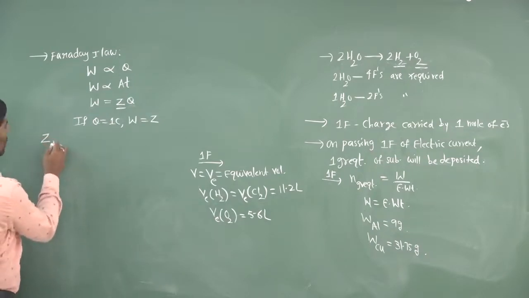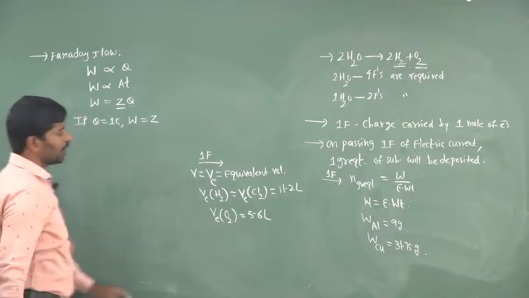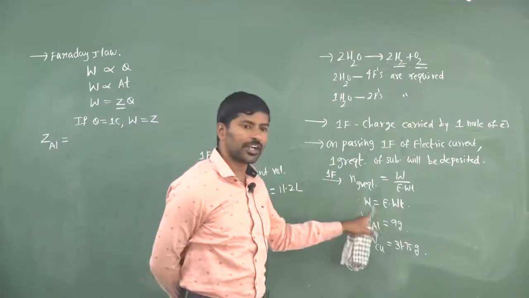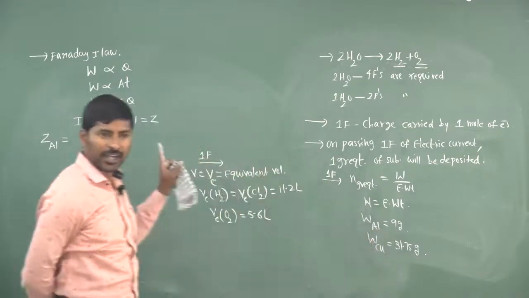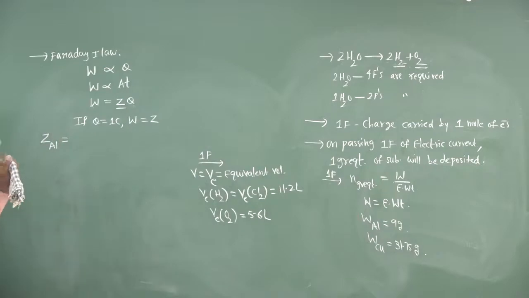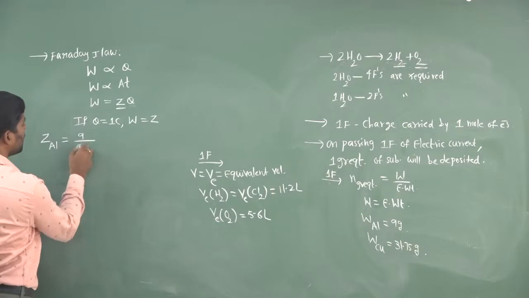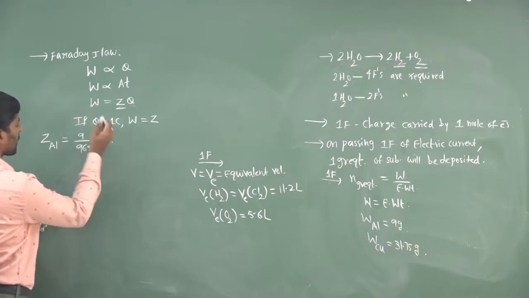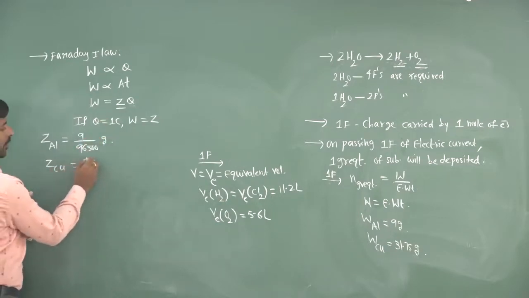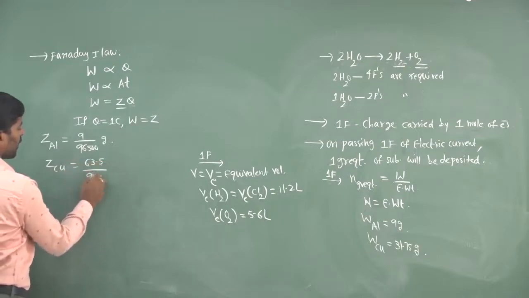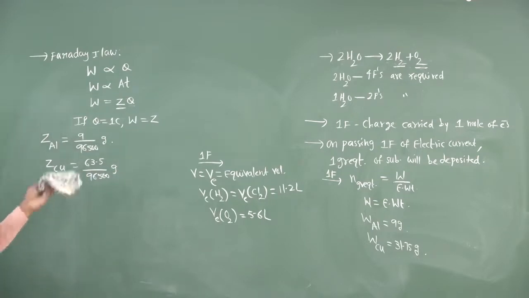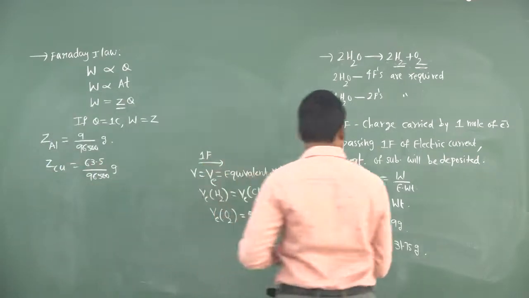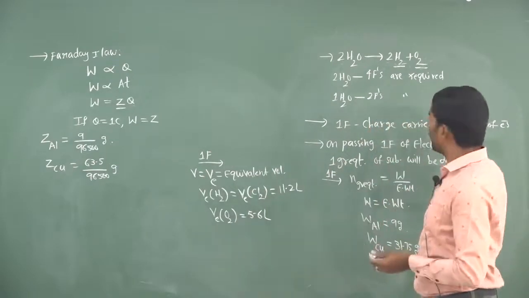What is the Z value for aluminum? If you pass 1 faraday, that means 96,500 coulombs, 9 grams of aluminum is deposited. Then for 1 coulomb, what is the weight of aluminum deposited? 9 by 96,500. So the Z value for copper is 63.5 by 96,500. So the Z value is different for different substances. Z value depends on the nature of the substance.